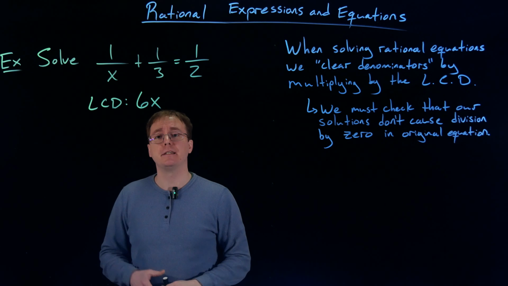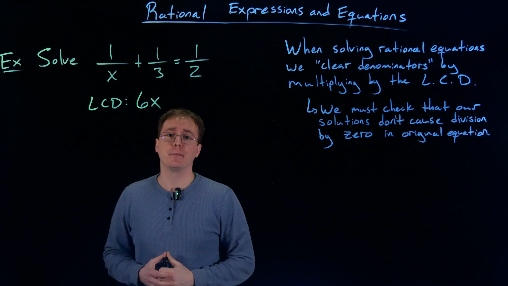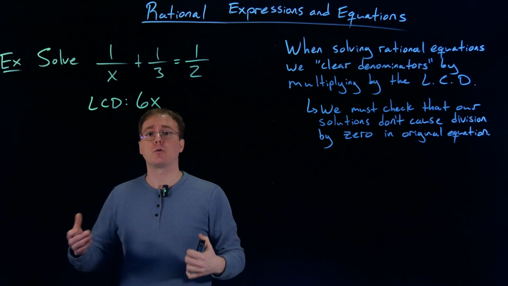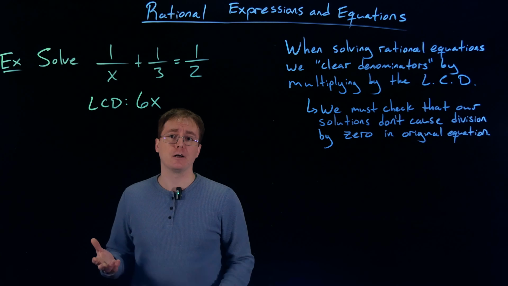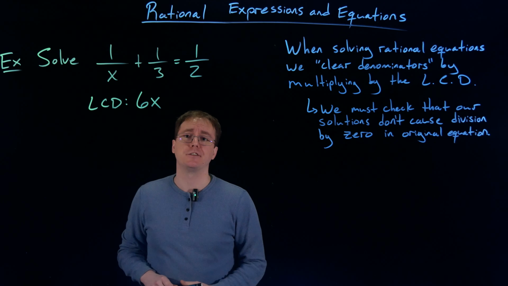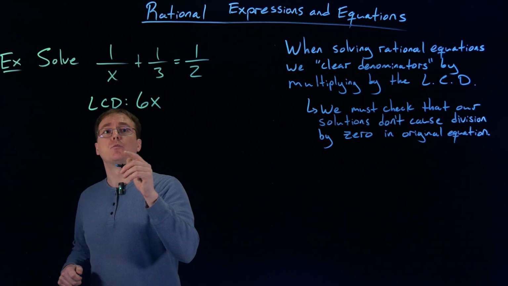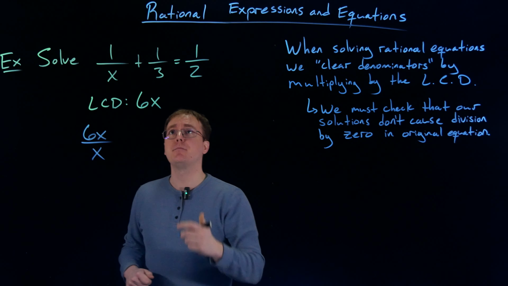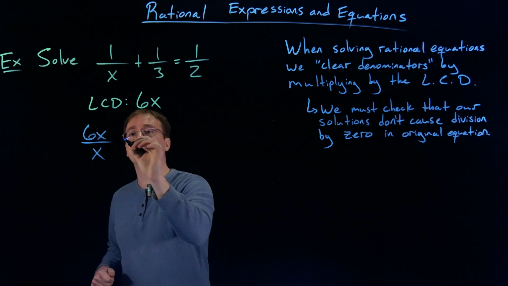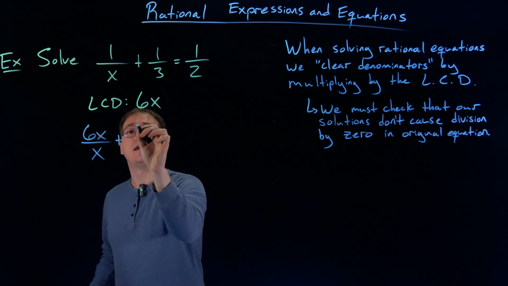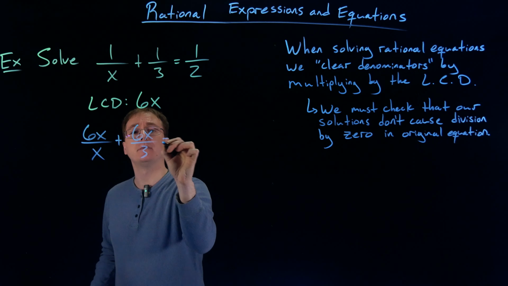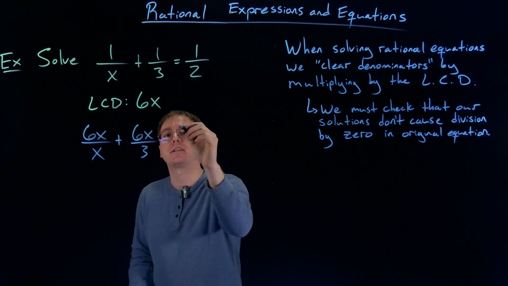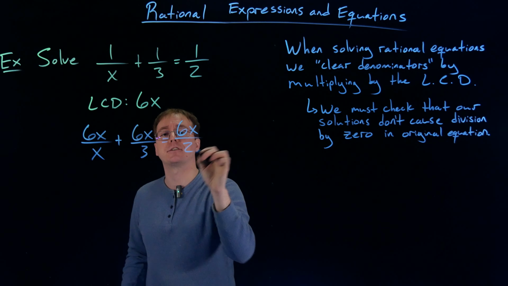Our next step is to use that LCD to clear our denominators and get rid of the fractions. We're going to multiply both sides of our equation by the LCD, or 6x. We have to distribute that factor of 6x to every term of our equation. So that first fraction, 1 over x, is going to look like 6x over x after we multiply it by the LCD. If we take 1/3 and multiply it by 6x, we're really just multiplying the numerator, and that'll turn into 6x over 3. And it's going to be equal to the right-hand side multiplied by 6x, which is 1/2 times 6x, which is initially going to look like 6x over 2.